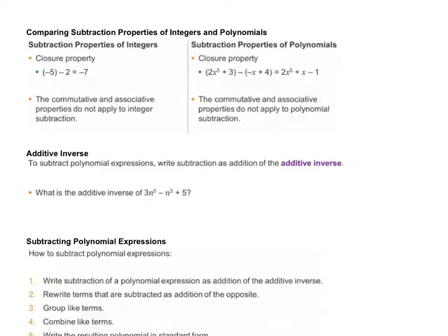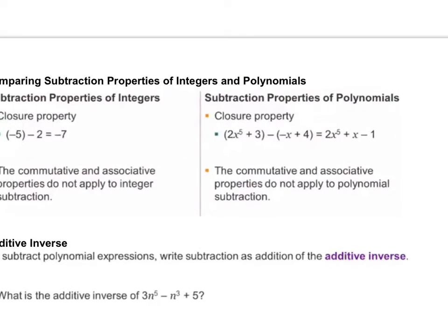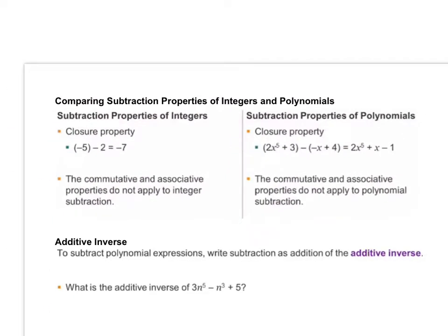Okay, at the start of this next page, what I find interesting is comparing subtraction properties of integers and polynomials. It works under the closure property. If I take two integers and subtract them, I'm still going to get another integer. If I take two polynomials and subtract them, I'm still going to get another polynomial.